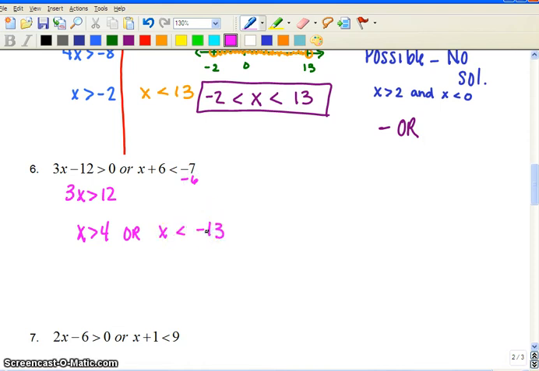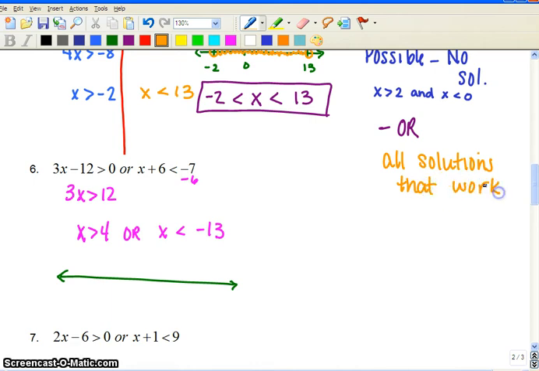Now for an "or" problem, you're not trying to be between two things. Okay? For an "or" problem, that means all solutions that work. So anything that works for this answer or anything that works for this answer is good enough. It doesn't have to work in both of them. That would be an "and" problem.